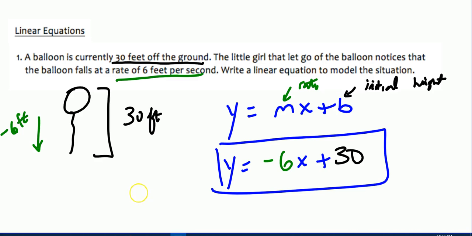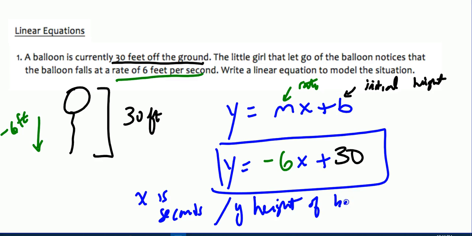Your teacher may ask you, x is seconds, and y is height. Height of balloon. We didn't put this in the answer key, but it is a good idea to still know what you're talking about, what x and y actually are.